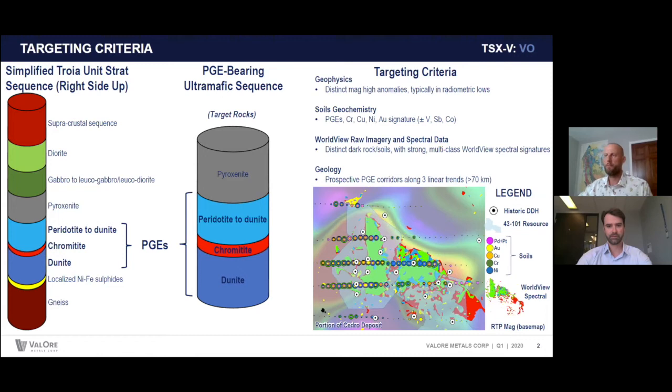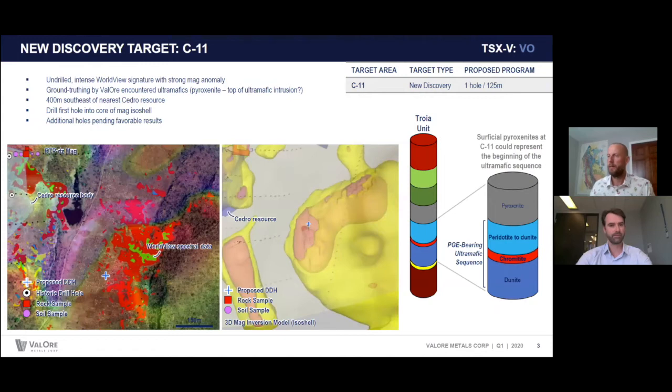What I'll do is just step into the new discovery type targets. An example of this that we're very excited about is called the C11 target, which I'll move to next here. So where are we? We're literally across the road from Cedro. Where we were looking just before in that map, we're seeing a clip of right here. So we're 300 meters from a resource, across the road. This is a main all year, all season access road.